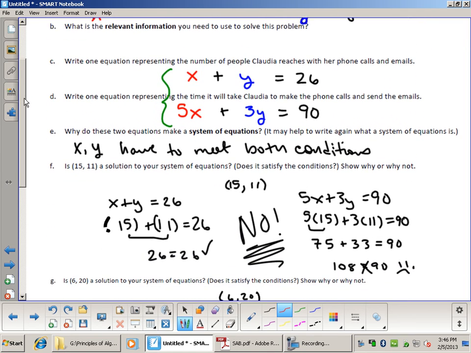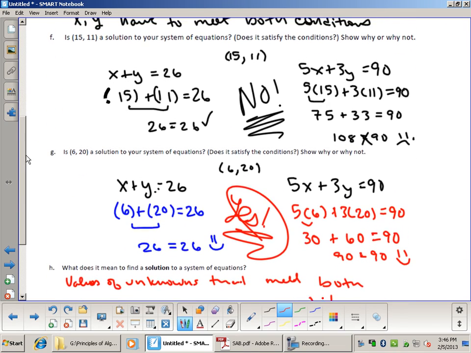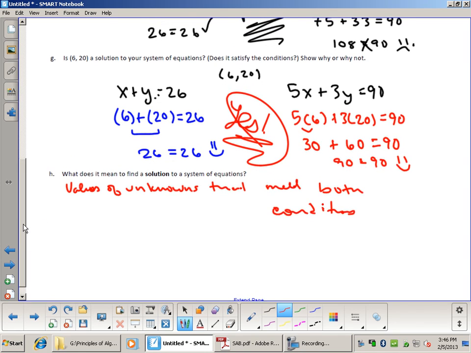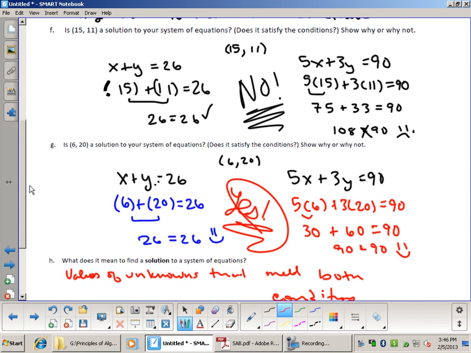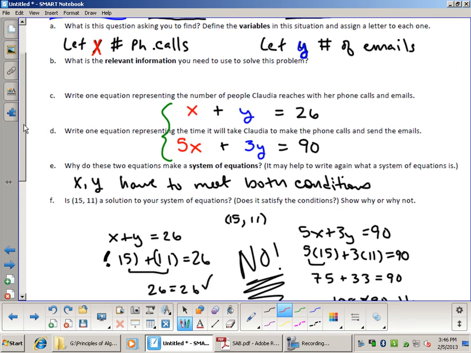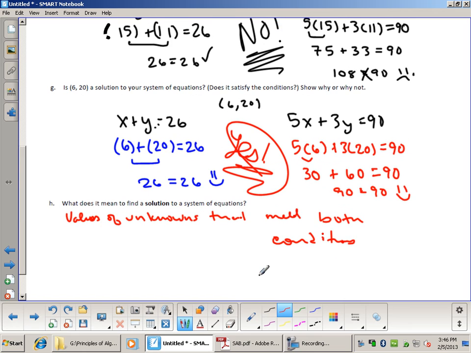Now, to do those 2 things, you really have to understand the definition of what it means to be a solution. But in the end, there's a couple things at play. You have the skill of being able to make the equation and being able to check the solution. And then you have the reasoning ability to tell me what a solution is and to tell me what it means to be a system at all. So those are big ideas.